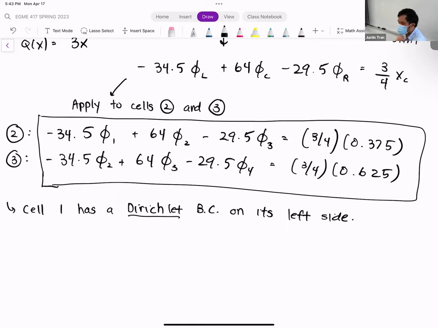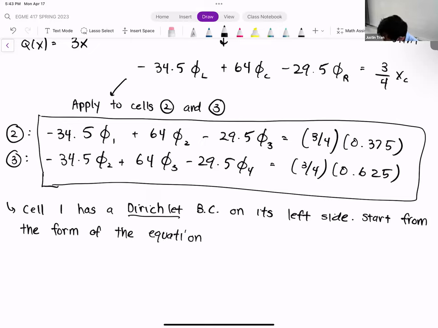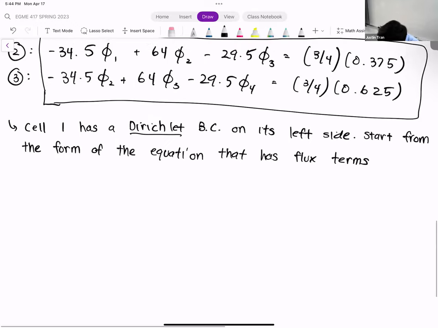Just like we saw with diffusion for finite volumes, the way we're going to do this, at least initially, is we're going to start from the finite volume equation, the more general one, before we start plugging in cell center values. Another way we can say it is we're going to start from the form of the equation that has the flux terms. You can almost think of it as the flux form for the finite volume equations. Okay, and those equations look like the following.